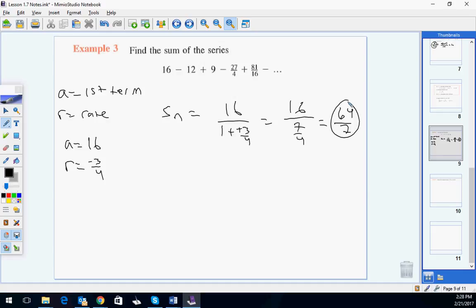Yep, so you can simply do that by dividing t2 by t1 every time. So like negative 12 over 16, that gets you negative 3/4. 9 over negative 12, that gets you negative 3/4. You can always do the previous term. That's how you can always figure it out. Divide this by this, by this, etc. Keep doing that, and it will get you the r.